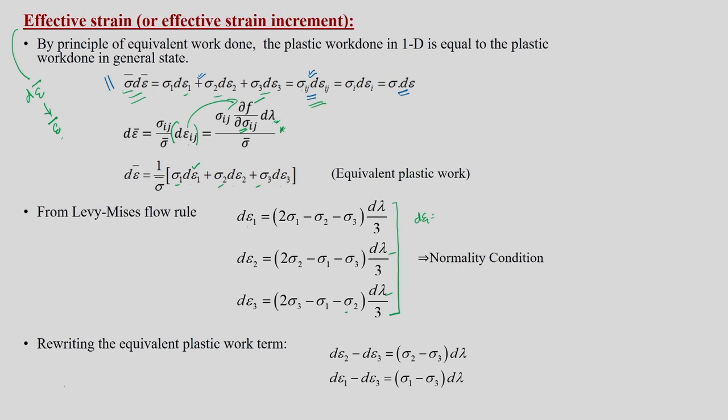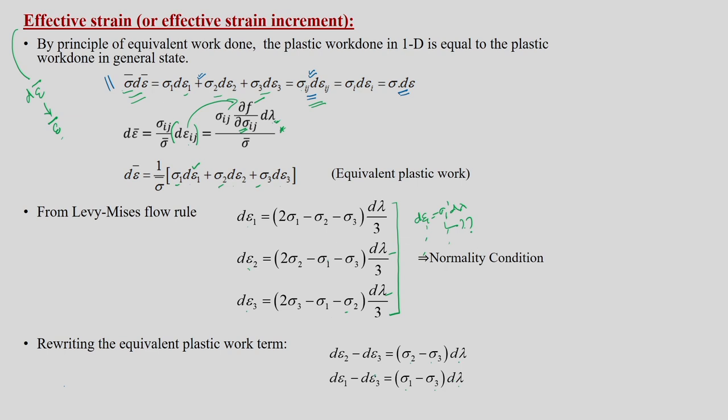So d epsilon 1 is nothing but, let us say, sigma 1 dash into d lambda, we can write sigma 1 dash, and this can change depending on whether you want to find 1, 2 or 3. You have sigma 2 dash and 3 dash, which can be written here. So now I am going to adjust these two a little bit. So d epsilon 2 minus 3, then the 2 and 2, 1 and 1 will go, and you will have sigma 2 minus sigma 3 into d lambda, and then 1 minus 3 will give me sigma 1 minus sigma 3 into d lambda.